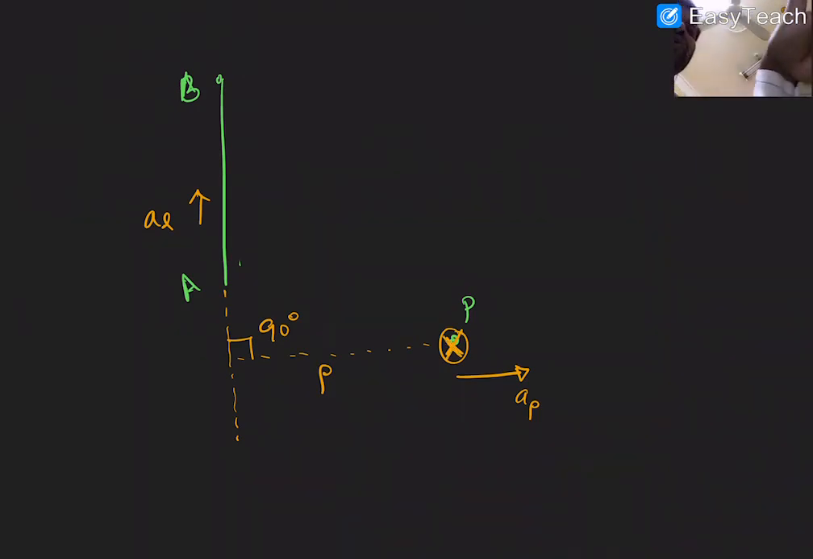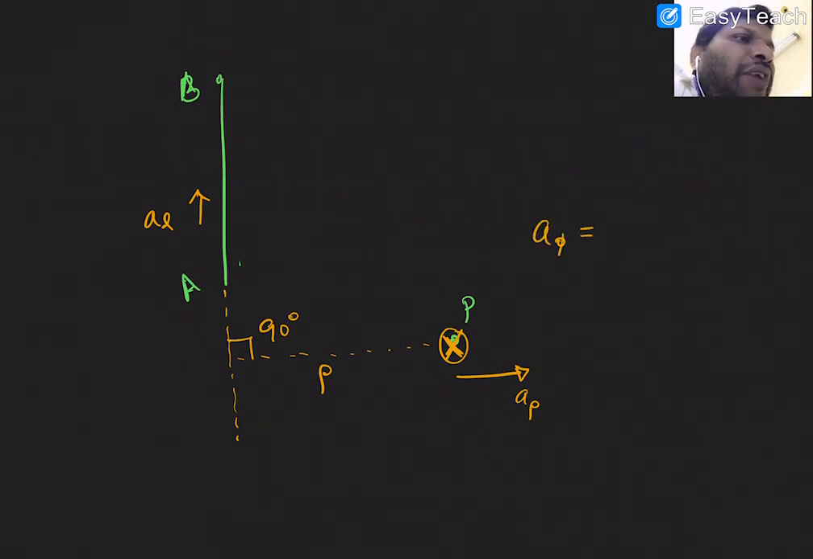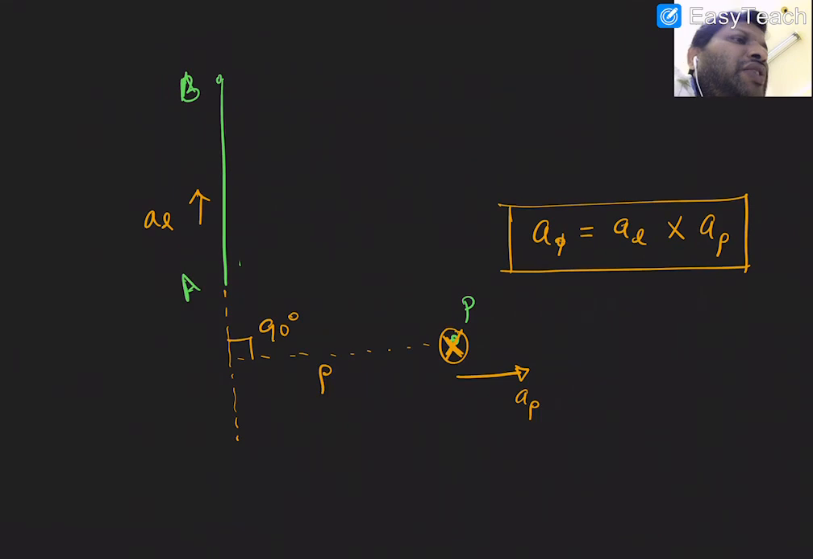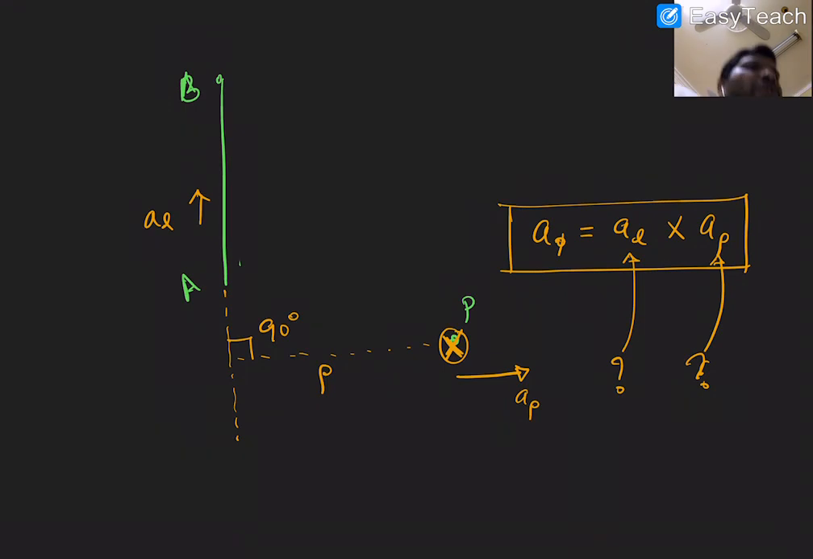You can use the right hand thumb rule. If you do like this, you will get it. So the magnetic field will be going inside. What is my direction of the magnetic field? A phi is equal to a L cross a rho. In the problems it is very easy: you want to find what is a L and what is a rho. After getting them, it is very easy to find the direction of the magnetic field. So I hope it is clear to you. Thank you.